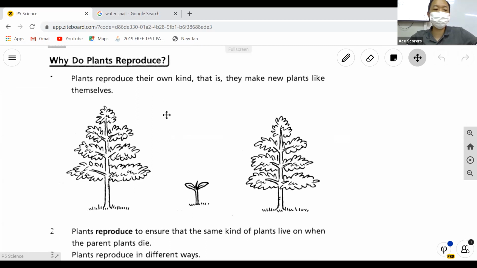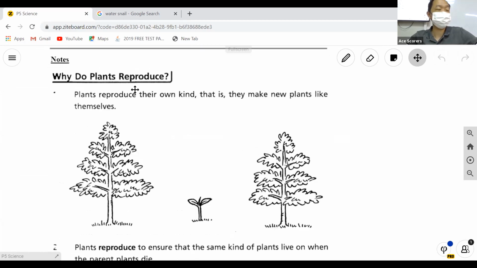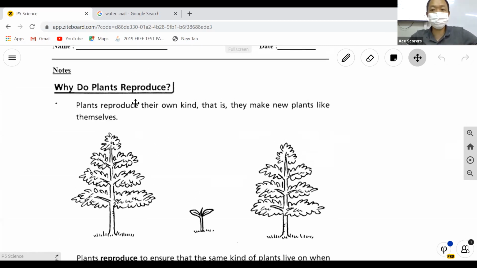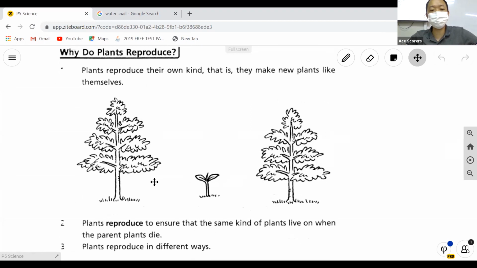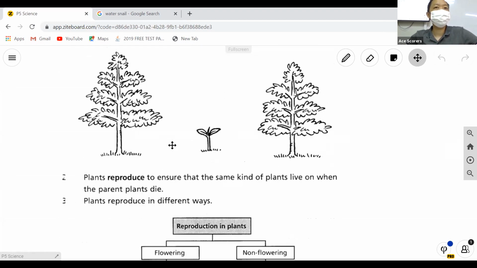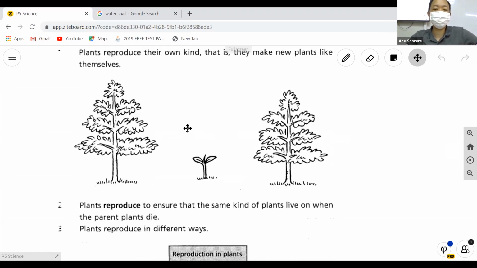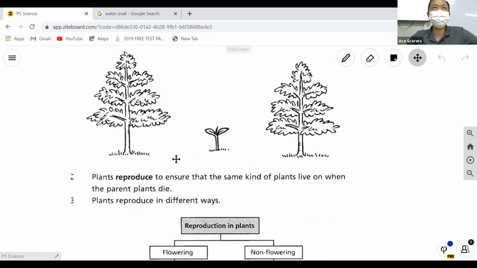Anyway, let me do a recap, okay? So P5 science, we do plants. So that's why you did the three round glass pots of plants, right? So how do they grow? Why do plants reproduce? They need to ensure their own kind to survive, right? Every living thing is like, I need my own kind to survive.